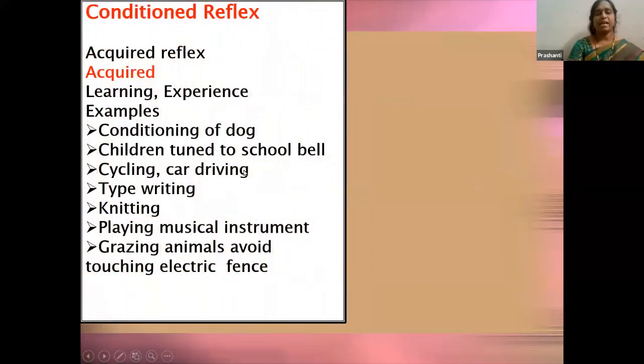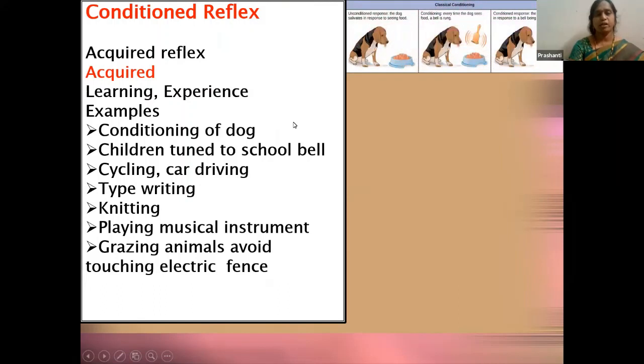Conditioned reflex, this is the acquired reflex, children. So this is acquired through learning or through experience. So examples like conditioning of a dog, the children tuned to the school bell, children. That is, in the morning you gather for the assembly, at interval you go to play, and again at lunchtime, that is midday meals, in the evening you rush out. So that is tuned to the bell.